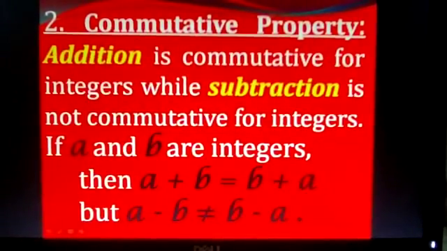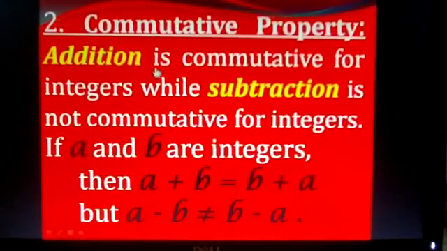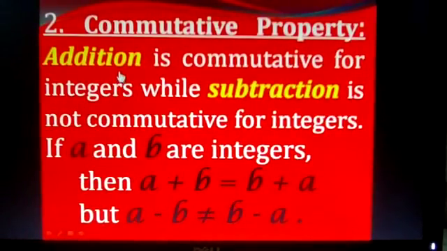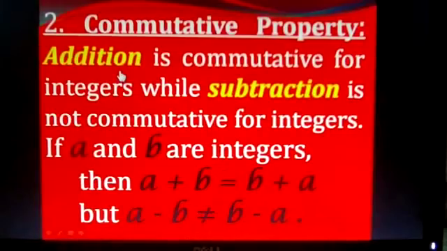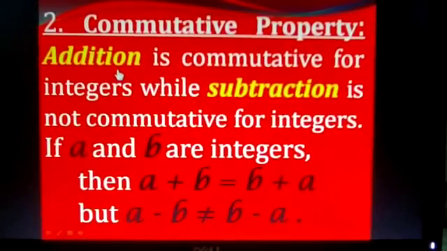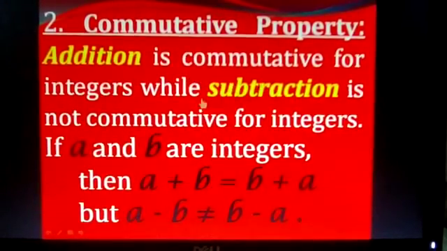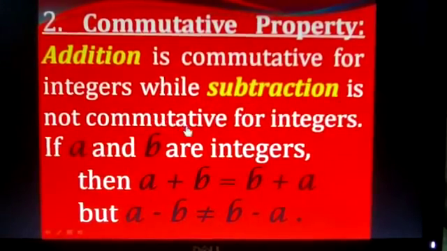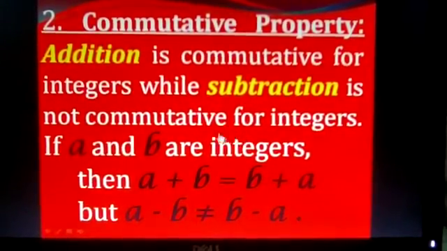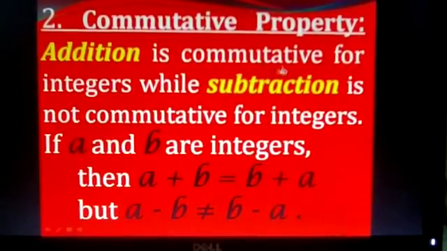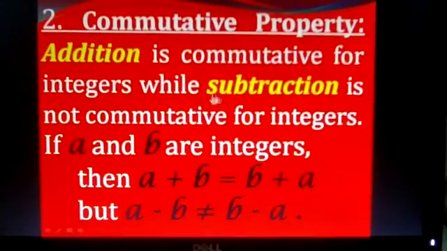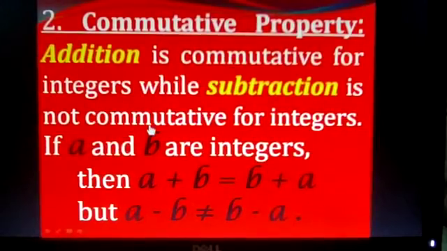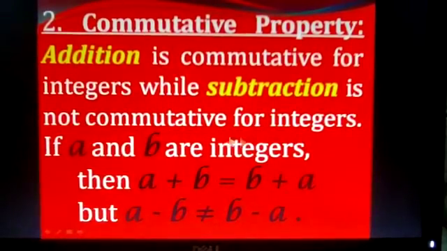The second property, that is commutative property. Let us see what is the meaning of commutative property. Addition is commutative for integers, while subtraction is not commutative for integers.